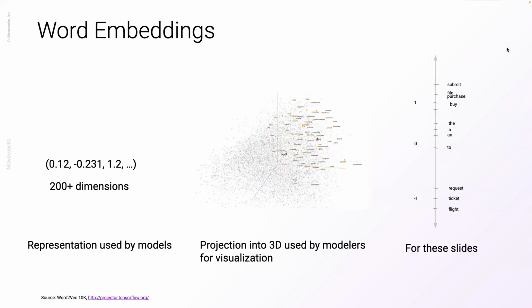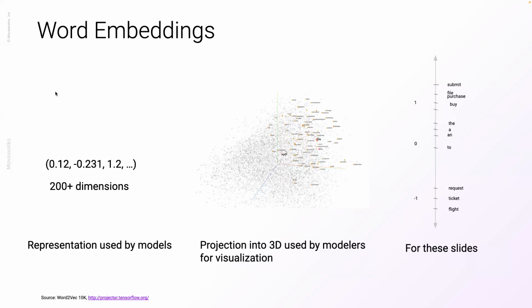So this is the concept of word embeddings that I mentioned. The representation used by models is essentially an address of a bunch of numbers. In this example I was projecting it into 3D, an example modelers use to visualize it. The actual models are just using a series of numbers where, if you imagine the coordinates are close to each other, then they're probably pretty similar. If they're far away, then they're very different words.